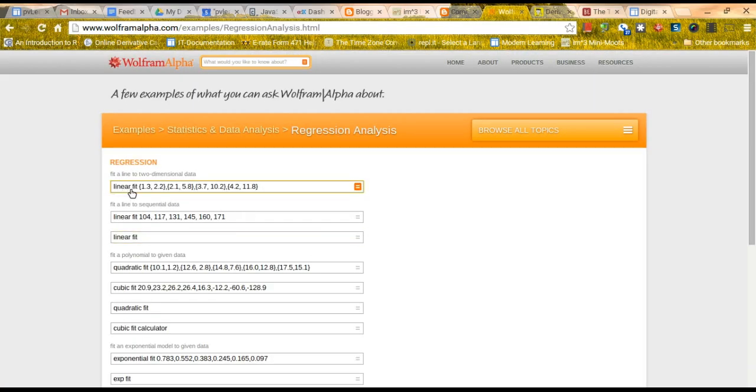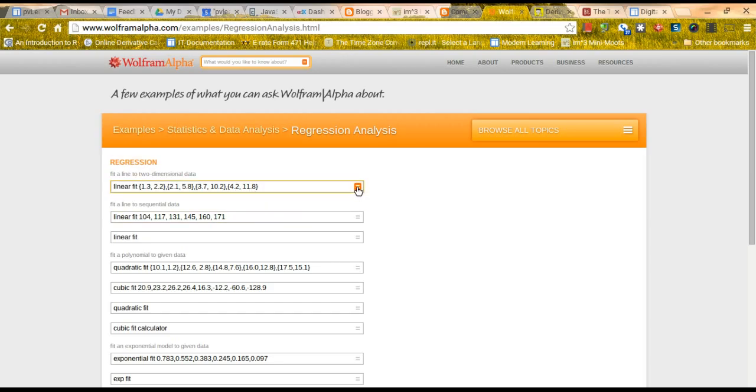Are they linearly related? Meaning, as X goes up or down, does Y go up or down? The way Wolfram Alpha wants you to enter the data, here I'm looking at a linear fit, is a curly brace with 1.3 comma 2.2, that's the X and Y value of the first data point. Put a comma, then another curly brace, 2.1 comma 5.8, close the curly brace. That's the X and the Y of the second data point. And repeat it for the third data point, fourth, fifth, sixth, seven, on and on and on you go.